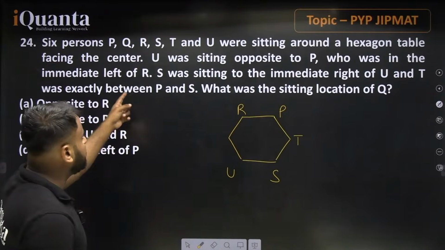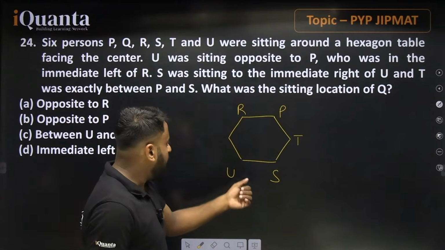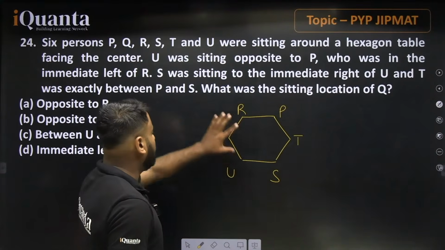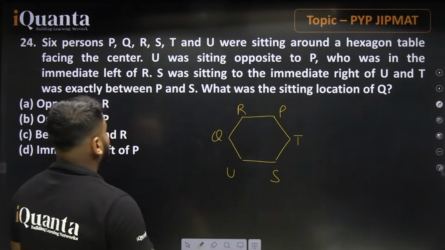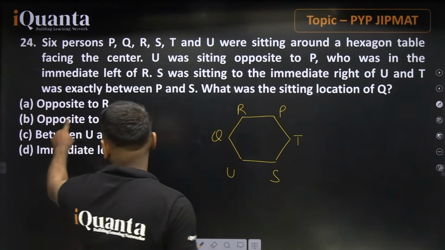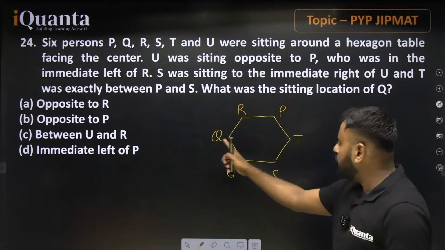Correct? Further, the statement says that Q remains. P, Q, R, S, T, U, so we have all 6 people here. What was the sitting location of Q? If talking about Q, the statement says that Q is opposite to T.